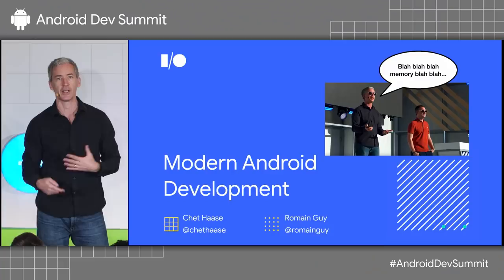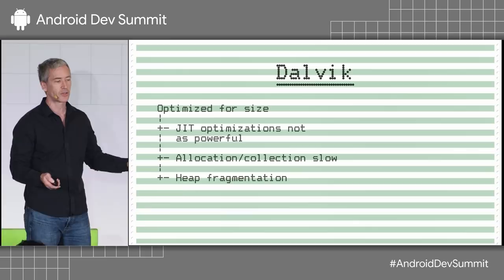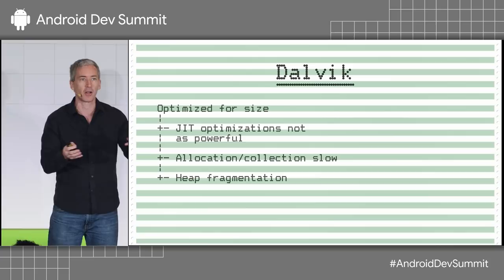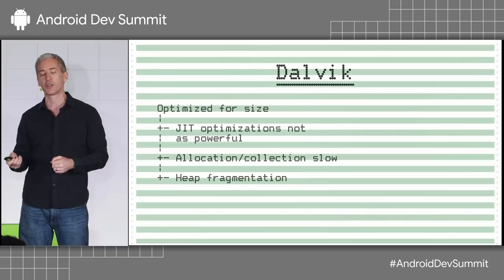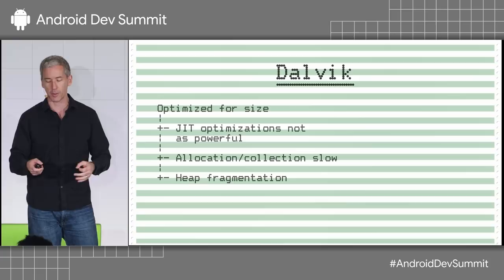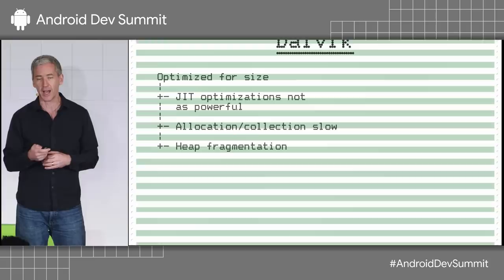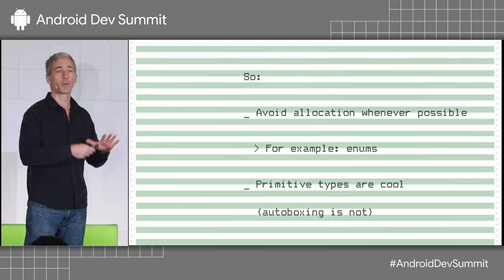So, for example, we said back in the Dalvik days, Dalvik was optimized for size. It was meant to fit in a very small area. It didn't have a lot of area to do things like AOT. It didn't have a place to stash the code. Really needed to constrain memory. The optimizations were not optimal. Allocations, collections, unbelievably expensive. You get GC for alloc all the time, causing jank all over the place. Heap fragmentation was a problem. So really, the recommendation was to not really allocate anything ever if you could possibly help it, and use primitive types everywhere because objects are expensive because you're allocating them. Avoid auto-boxing, all this stuff.